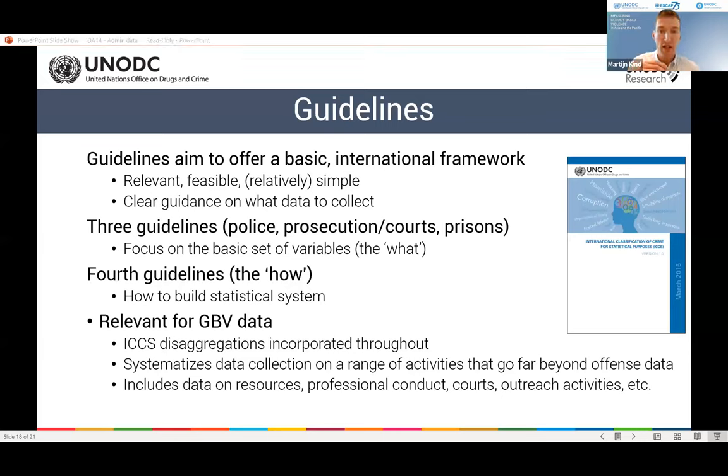So we have three different guidelines, one for police, one for prosecution and courts, and one for prisons. The one for police has already been released. The other two will come in the future. And in addition to that, we're developing a fourth guideline that focuses on the how. So how do we build a statistical system based on administrative data that can inform policy?